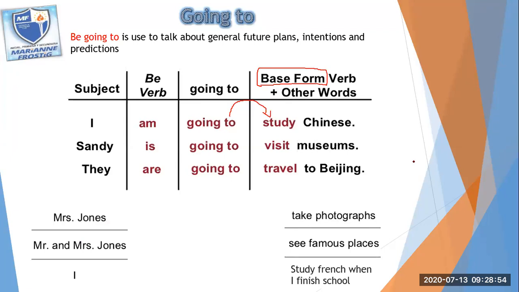Okay, let's practice, okay? Here on the bottom, I have: Mr. Jones take photographs. Mr. Jones see famous places. I study French when I finish school. Okay, so I need a volunteer, please, to tell me Mr. Jones and take photographs, but using el going to. Volunteer, please.